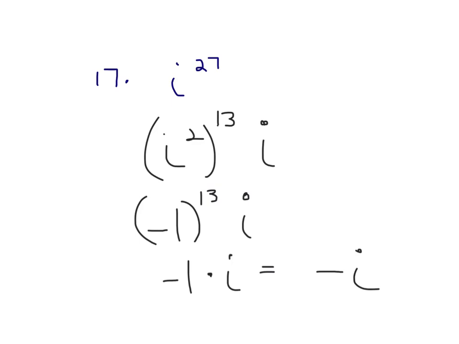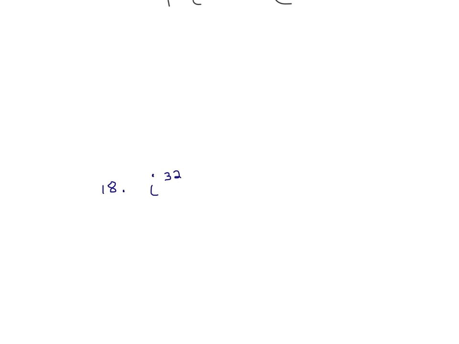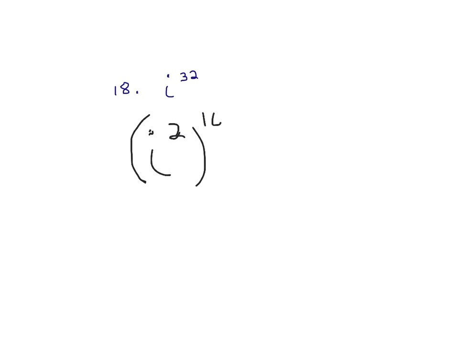Number 18. This time we have 32. Start with i squared. 2 times what gives me 32? And notice 16 is even, so my answer is just 1.